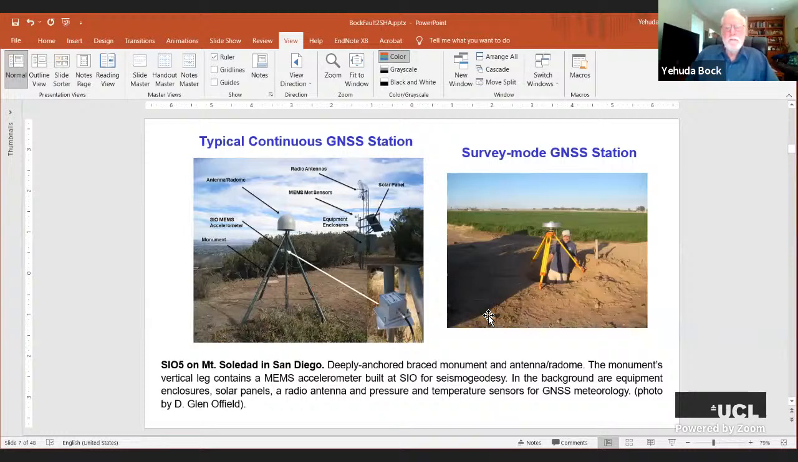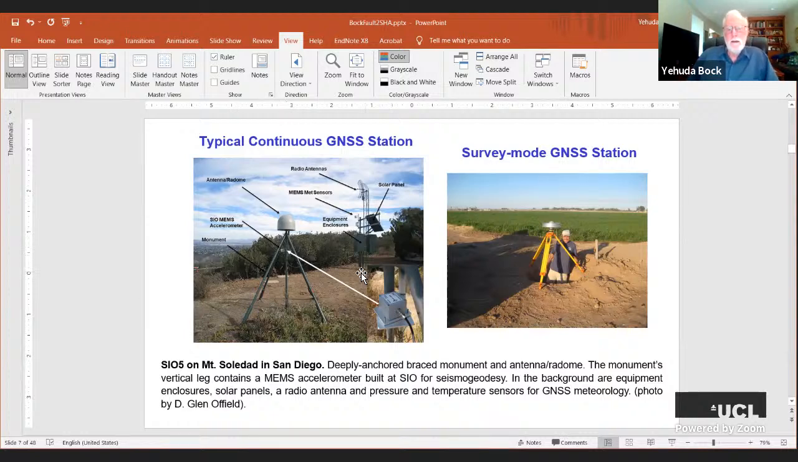Okay, so there are two types of GNSS. There's continuous GNSS, where I showed you the thousands of stations around the world. This is a typical station. This is on a hilltop near San Diego, where I am.